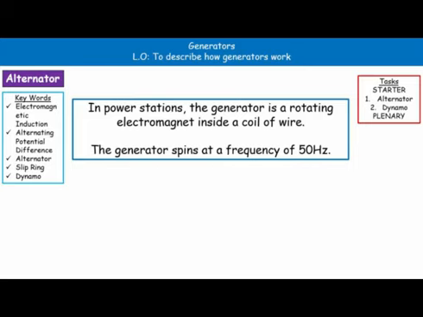Which is why when we actually look at mains electricity, it has a frequency of 50 Hertz, because we're getting that alternating current being generated by these alternators within our power stations, and they're doing that at a frequency of 50 Hertz.